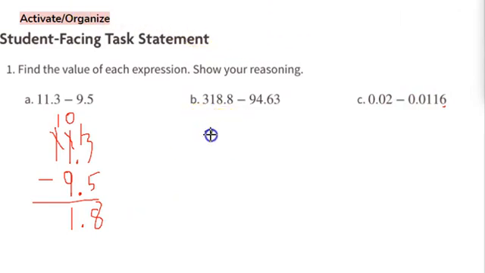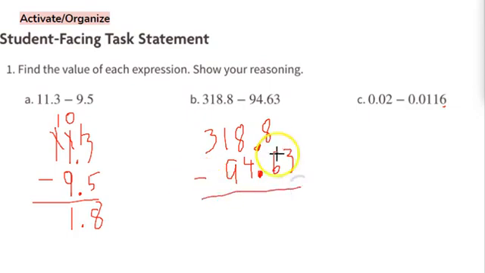What about this here? 318 and 8/10 minus the 94 and 63/100. What's the trick here? Well, when you went to solve it, I hope you remembered that you had to line up the decimals. When you add or subtract decimals, you must line up the decimals before you add or subtract.